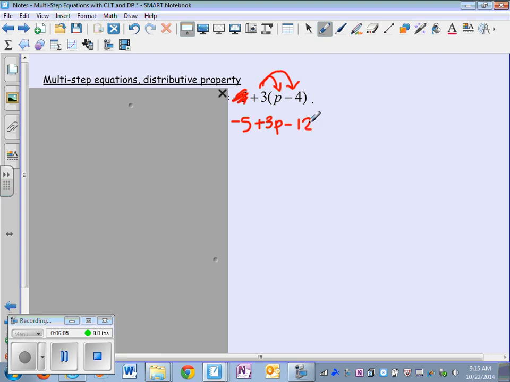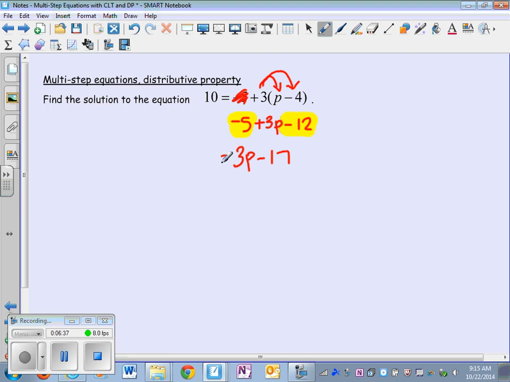Now, is this expression simplified? It doesn't look like it. It looks like there are two sets of constants that we can combine. If you see, you've got a negative 5 combined with a negative 12. So if we rewrote this, it would be a positive 3p. Negative 5 plus negative 12 is negative 17. Now at this point, we cannot combine these any further. Variables and constants are different.